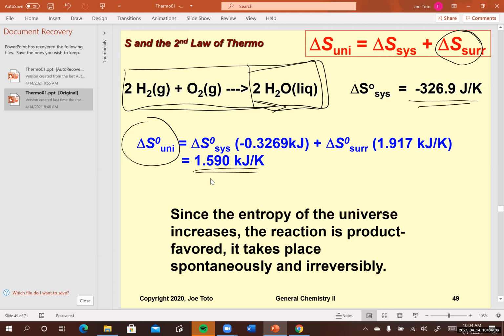Can we say that this reaction is reversible because it's spontaneous? Yeah, so you would say that this reaction is spontaneous and irreversible. And remember, a thermodynamic irreversibility doesn't mean you can't take water and make oxygen and hydrogen from it. We can. We know we can do that.